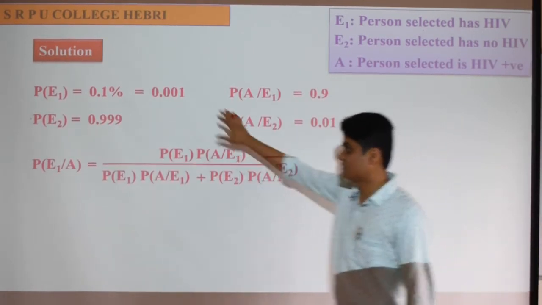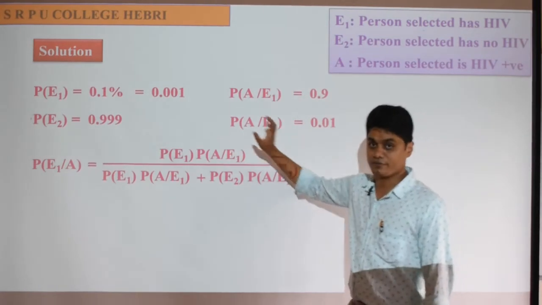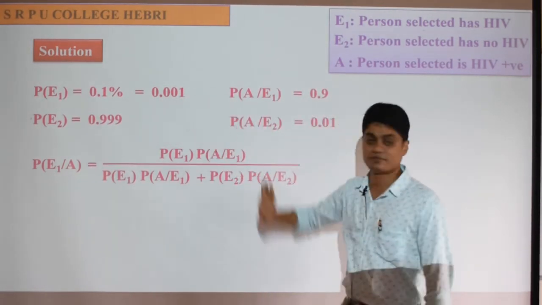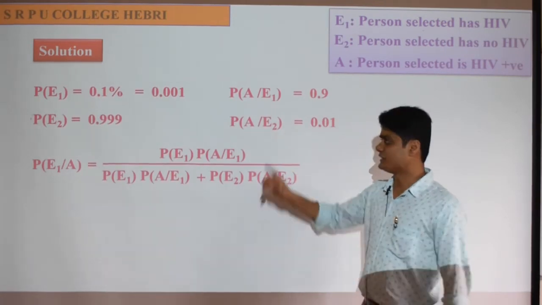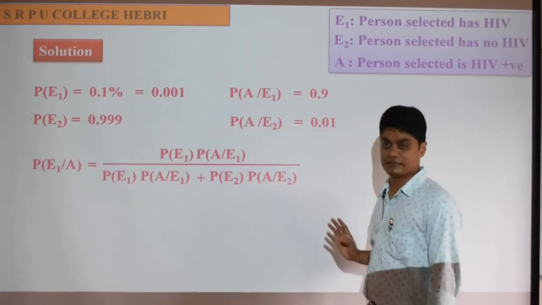Noting these numbers from the question is very important. If you are not able to identify these numbers from the question, then you will definitely get the wrong answer. So read the question once more, and you will understand why the numbers are like this.